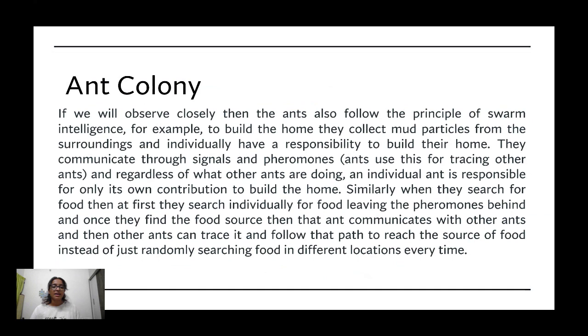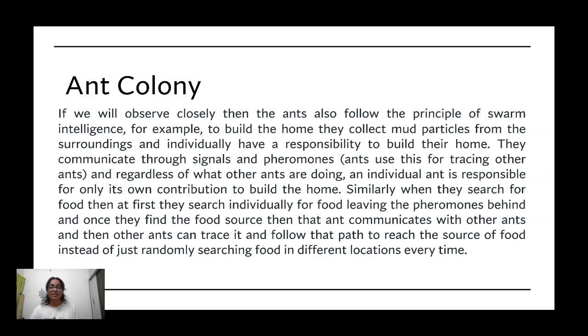Ant colony. If we observe closely, the ants also follow the principle of swarm intelligence. For example, to build a home, they collect mud particles from the surroundings and individually have a responsibility to build their home. They communicate through signals and pheromones. Ants use this for tracing other ants, and regardless of what other ants are doing, an individual ant is responsible for only its own contribution to building the home.